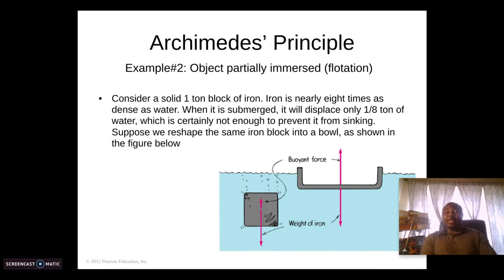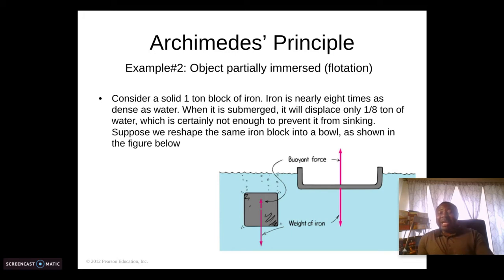Now, what about a case where an object is just partially immersed in a fluid? In the first case, the object is totally immersed. In this case, the object is partially immersed, and you can see the buoyant force. What the buoyant force does is try to push the object upward. We can see those two arrows: the pink arrow going upward indicates the buoyant force, and the weight of the iron goes downward.